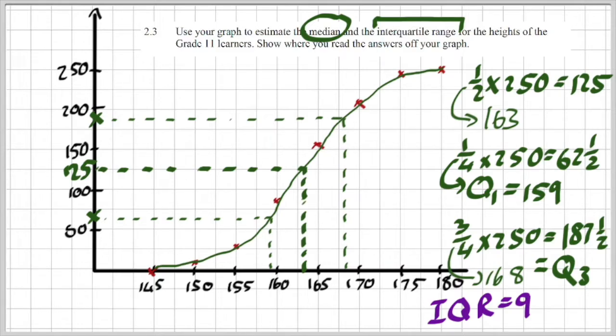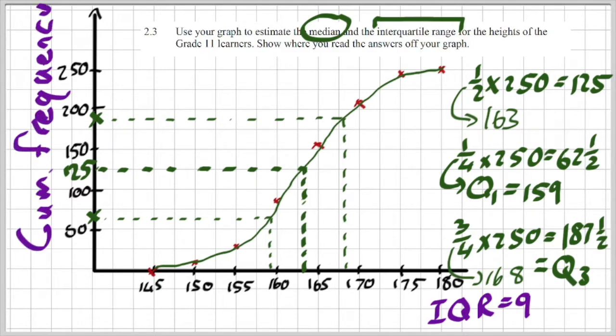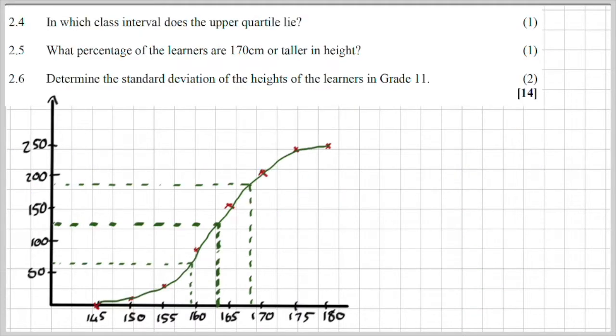But now, what did I forget in my sketch? I forgot the labels. Cumulative frequency and height. I forgot that. And if you forget it in the exam, minus 1. Now let's take this graph and copy it for 2.4, 5, and 6. So I want you to try question 2.4, 5, and 6. And it's easy. 1 mark, 1 mark, 2 mark question. And go for it and try it yourself first.